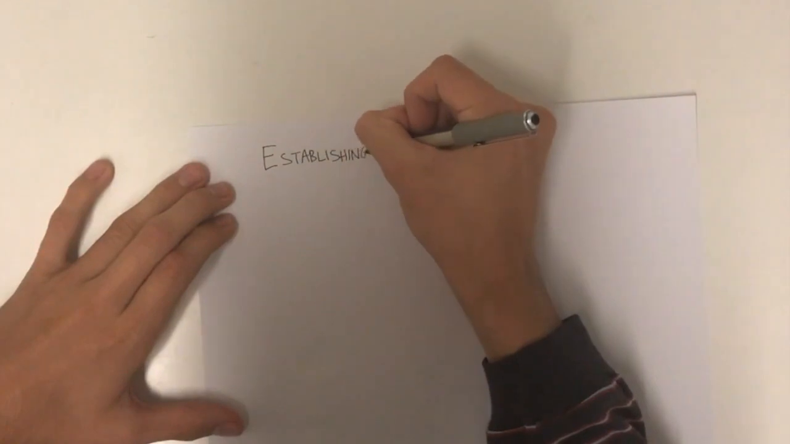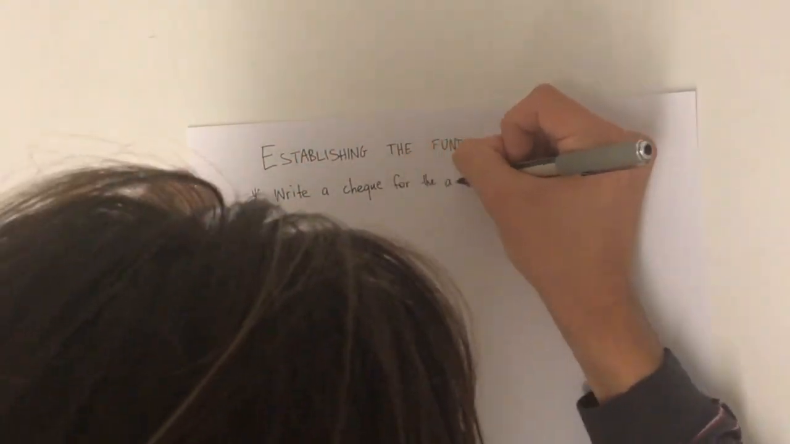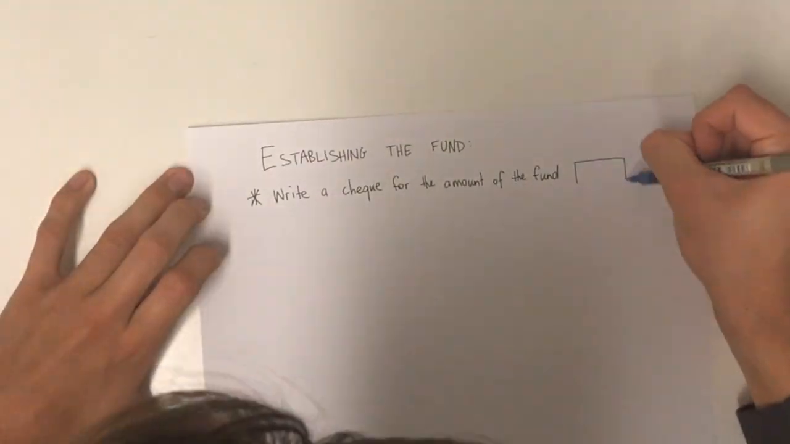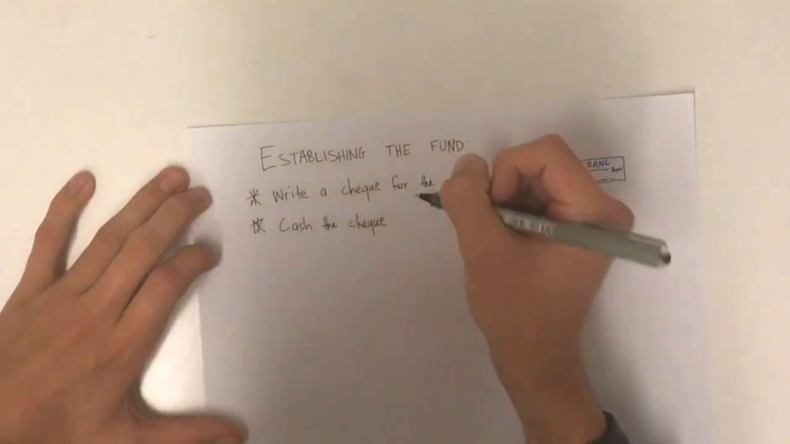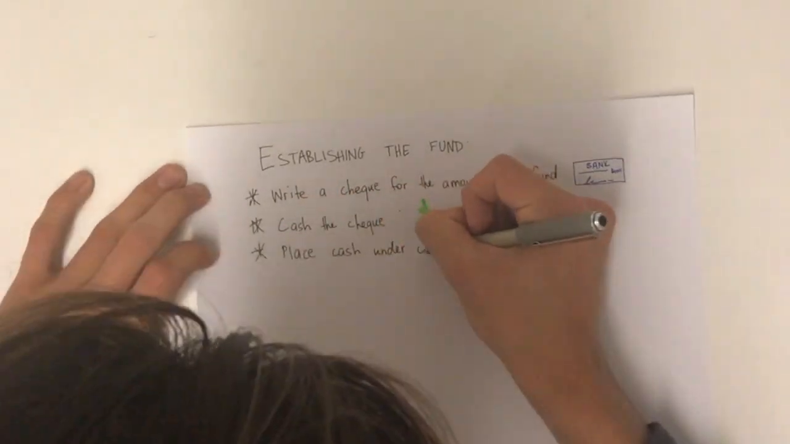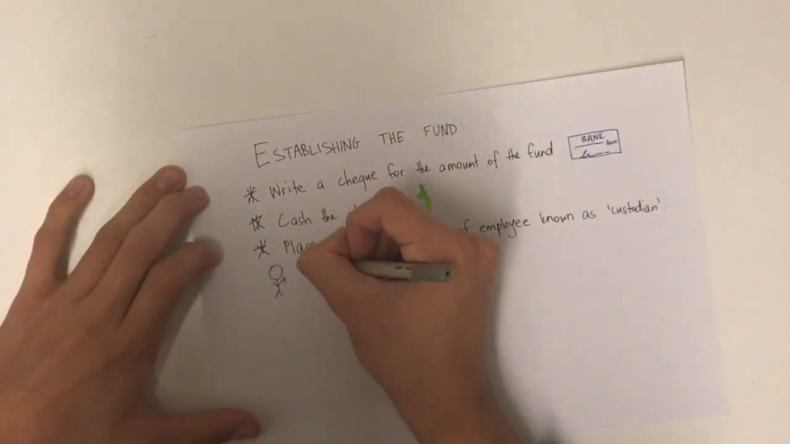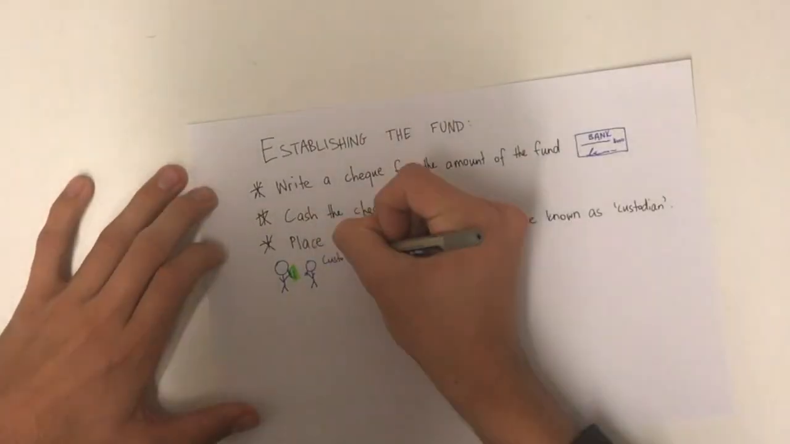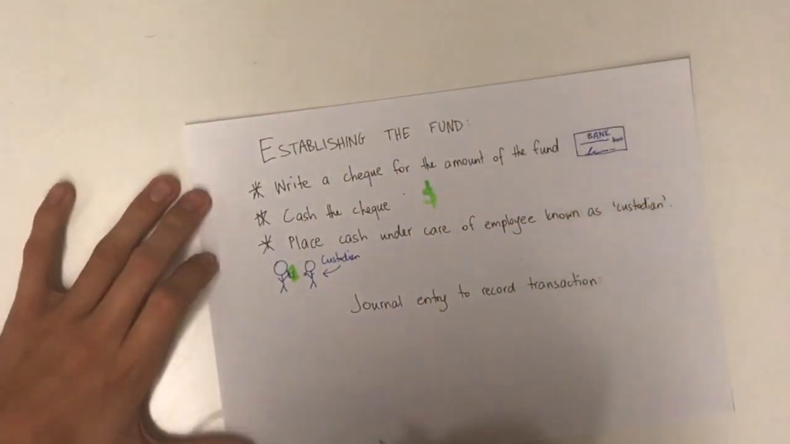Firstly, establishing the fund. This is done by writing a check for the amount of the fund, cashing the check, and then placing the cash under the care of a designated employee known as a custodian. A journal entry is then made to record the transaction, debiting petty cash and crediting cash for the amount of the fund.